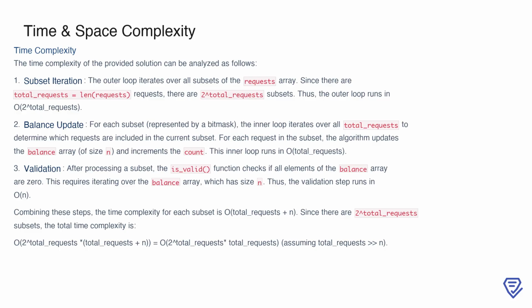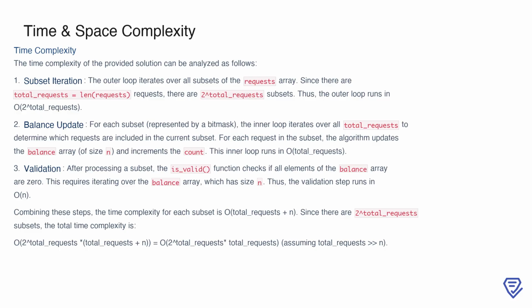Next, for each subset, the inner loop determines which requests are included based on the bitmask representation. This involves iterating through all total_requests and, for each request, updating the balance array and counting the requests. Therefore, this inner loop runs in O(total_requests). Finally, after processing a subset, the is_valid function validates whether the balance array has all elements equal to 0. Since the balance array has size n, this validation step runs in O(n).